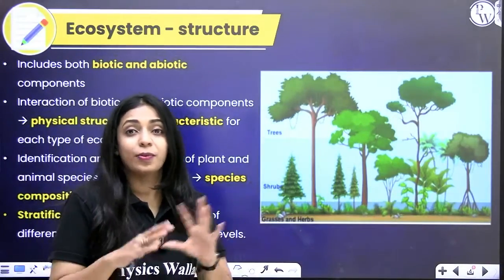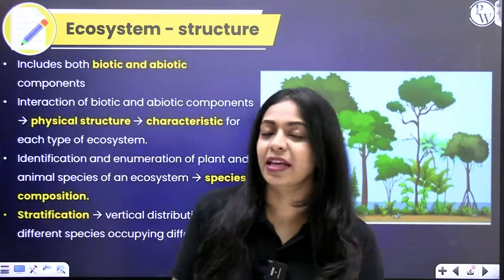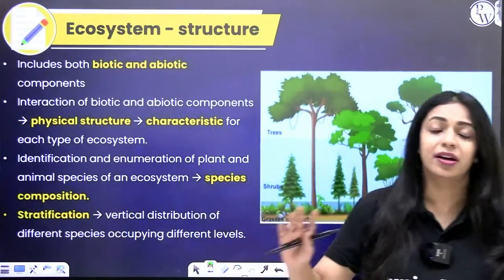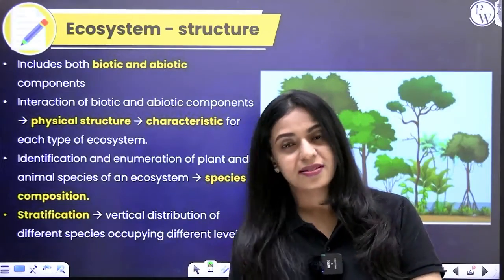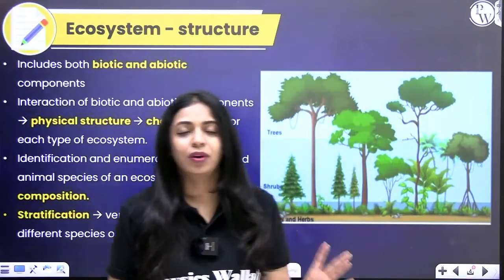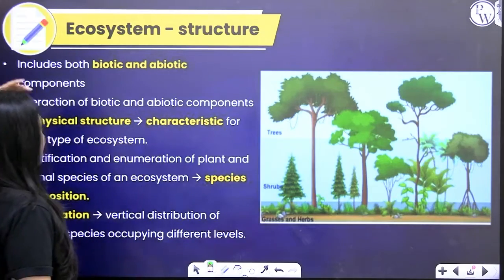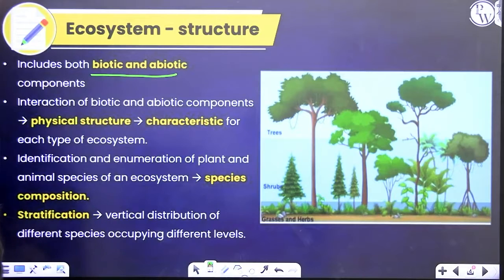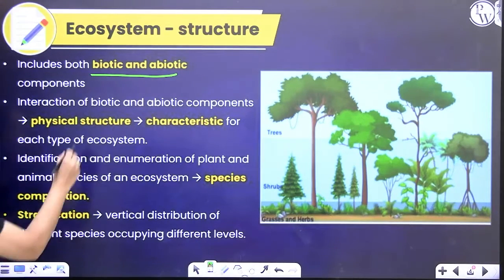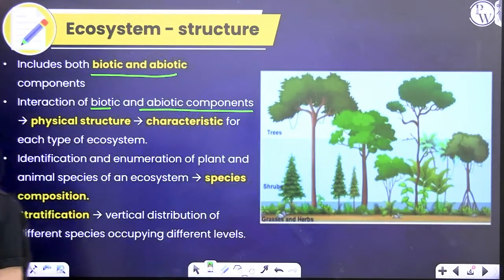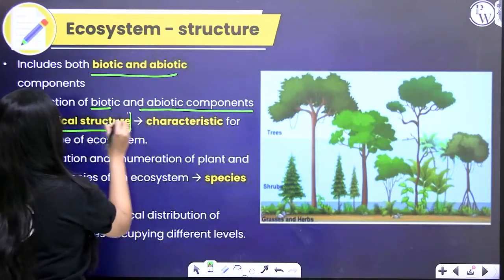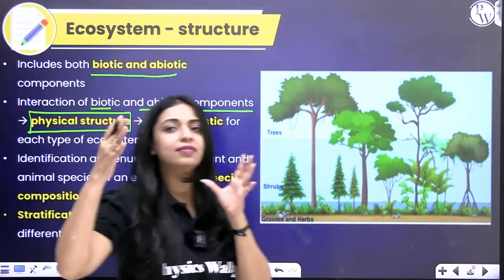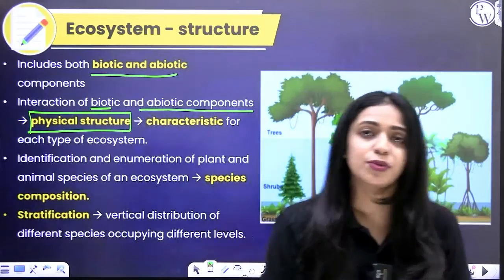We just learned about so many different kinds of ecosystem, right? On land, there are some. In the water, there are some. There are some kinds which are called natural ecosystems. There are some ecosystems which are man-made. All of that we know. Now, an ecosystem definitely includes both biotic and abiotic components that we are already aware of. Because of the interaction between biotic and abiotic components, that will result in the formation of a characteristic physical structure for that type of ecosystem, right?